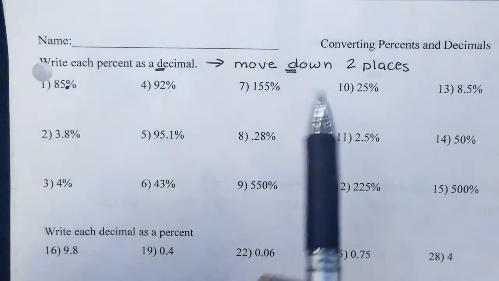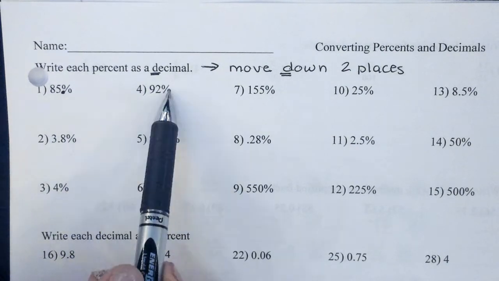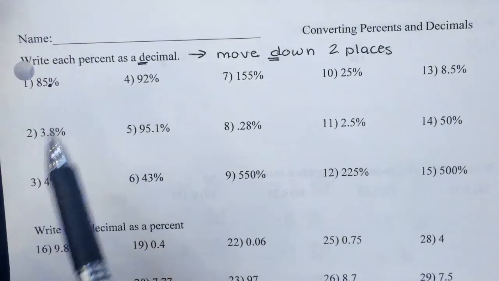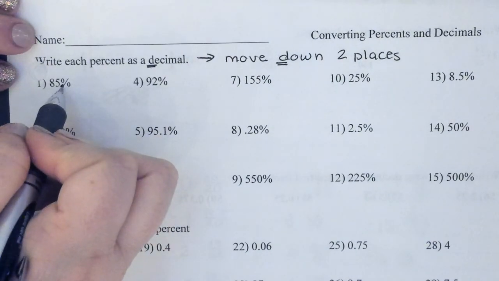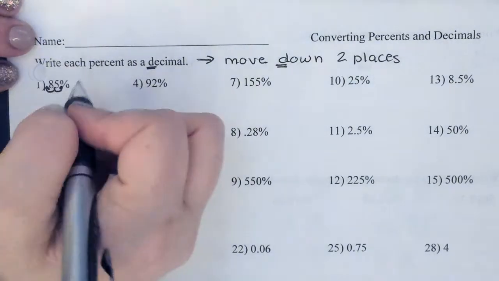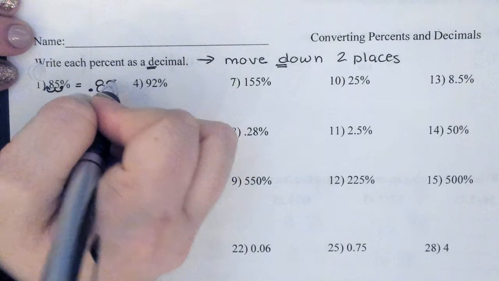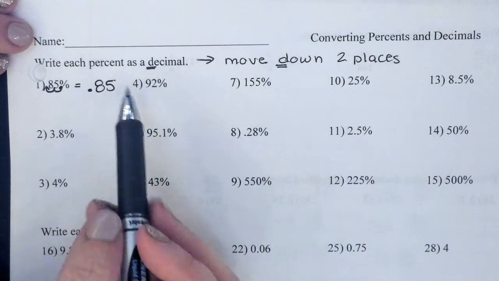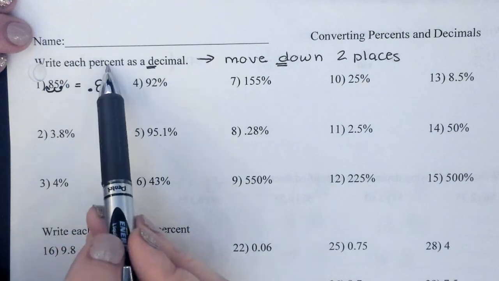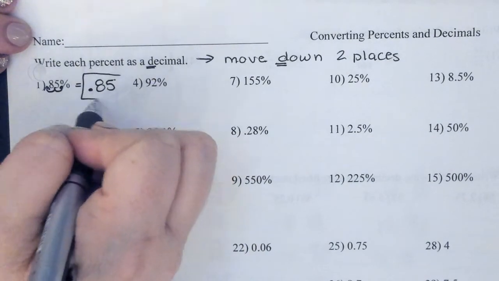All right, and it says we just want to move it down 2 places. Would going down be going to the right or to the left? To the left. We want to make it smaller. We want to go backwards. Are y'all okay with that? So I'm going to go to the left. I'm going to make it smaller by going backwards or going down twice. So where does that move my decimal to? The front, and I end up with 0.85. All right, guys. Do I still need the percent symbol? No, because I want to change the percent to a decimal. So I want that percent symbol to be gone. So that's my answer.